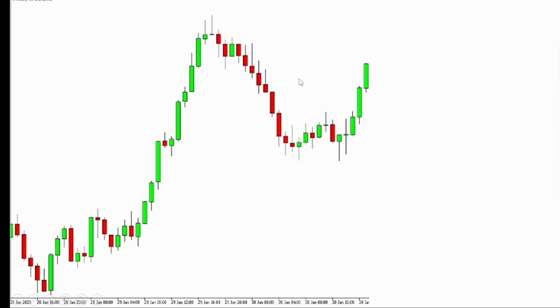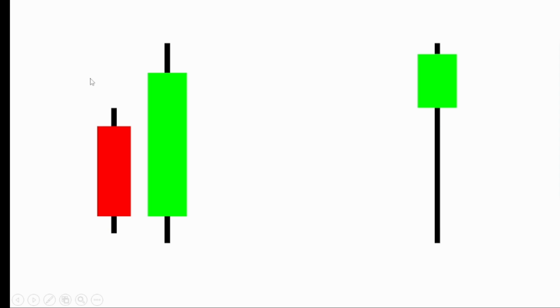Now let's move on to how to use these candlestick patterns. You might be thinking, why am I putting these two here? These are the two most reliable candlestick patterns to trade in the support or resistance zones. So the first one here is called the bullish and bearish engulfing candle.